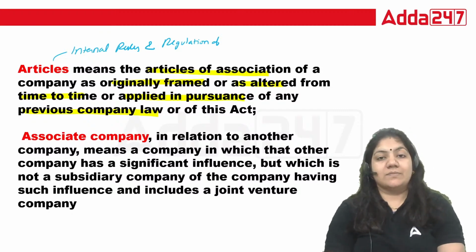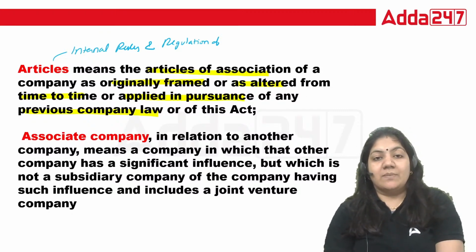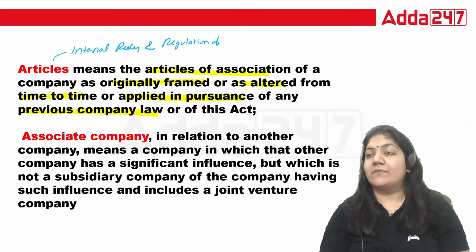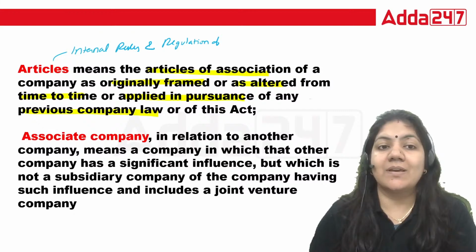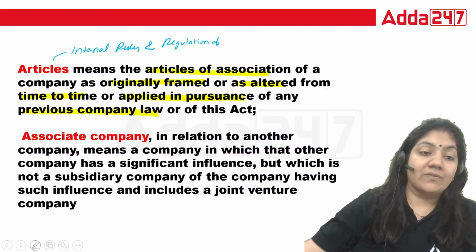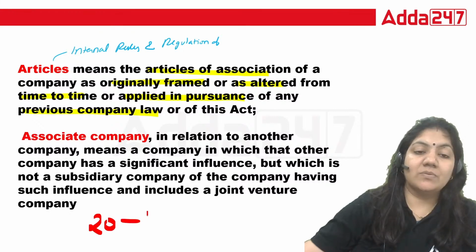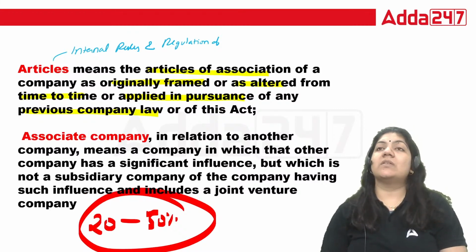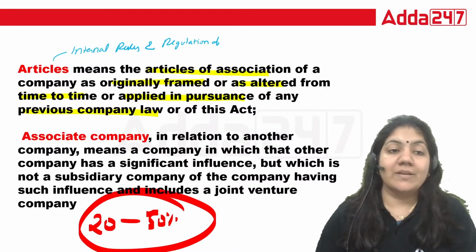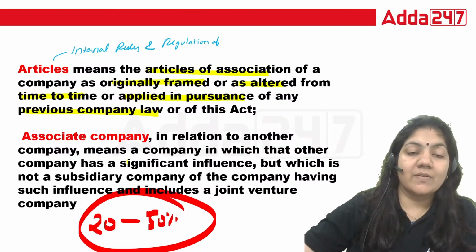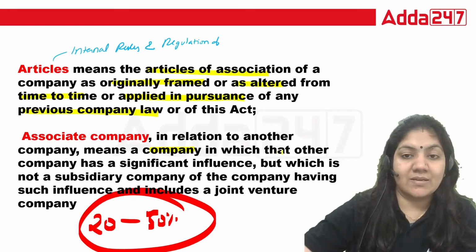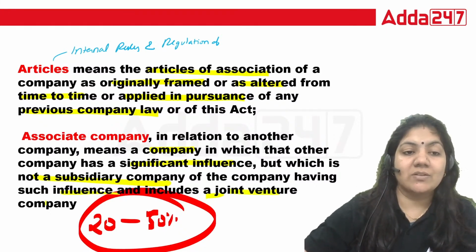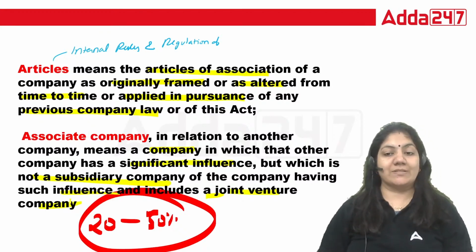This is called article. What is associate company? For example, if Mahindra is a company, then Tech Mahindra is an associate company. In my language, an associate company holds 20 up to 50 percent. If the shareholding between 20 to 50 percent is with the holding company, that is called an associate company. In relation to another company, it means a company in which that other company has a significant influence but which is not a subsidiary company. Such influence includes a joint venture company. That is called associate company.